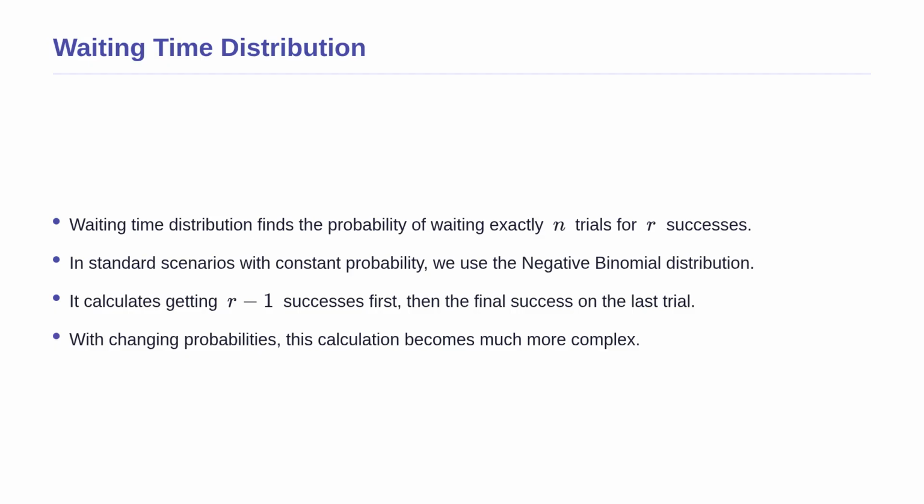Now that we have visualized the sequence, let us introduce another critical concept, the waiting time distribution. A waiting time distribution is a mathematical formula that tells us the probability of having to wait exactly n trials before we achieve our rth success. In a standard scenario where the probability never changes, this is modeled by the negative binomial distribution. It calculates the chance of getting exactly r-1 successes in the first n-1 trials, and then finally getting the rth success on the very last trial. But when probabilities change at every step, we need a new approach.